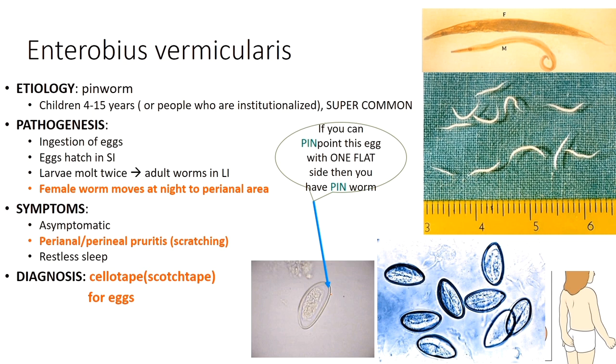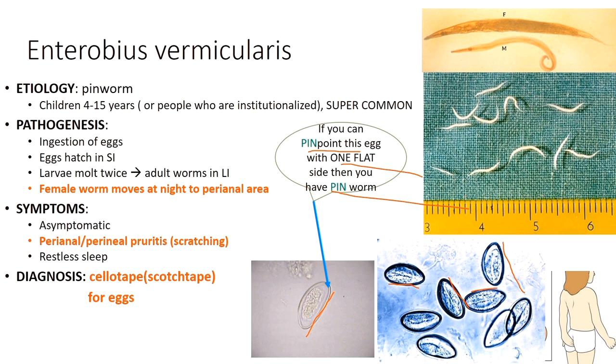Well, if you can pinpoint in a picture an egg with one flat side, okay, you see how one side is flatter than the others? When you can pinpoint that flat side on the egg, then guess what? You can pin worm. Ba-doom, crash. So point that flat side, you can pin worm diagnose. Okay? They're very small. This is like in inches up here. You can see how small these guys are.